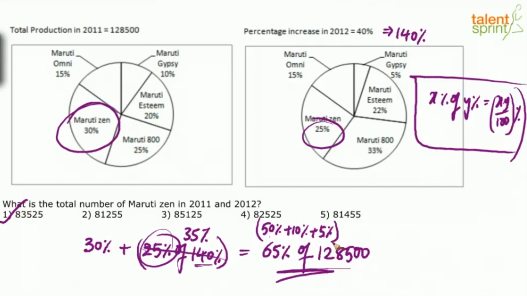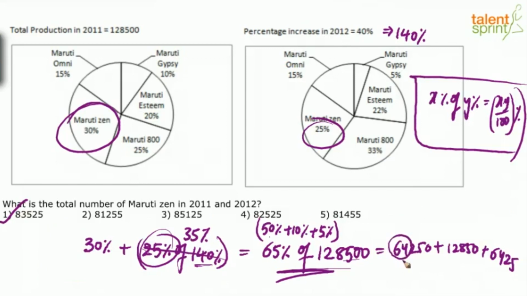50% is half. What is half of 1,28,500? Just try and do an approximate calculation. I'm sure we'll be able to eliminate some of these options here. Half of 1,28,000: half of 1 lakh is 50,000, for 28,000 it is 14,000. So 50 plus 14, 64,000. You can say 64,250, since half of 500 is 250. Plus 10 percent. What is 10 percent? 12,850. What is 5 percent? Half of this, 6,425.